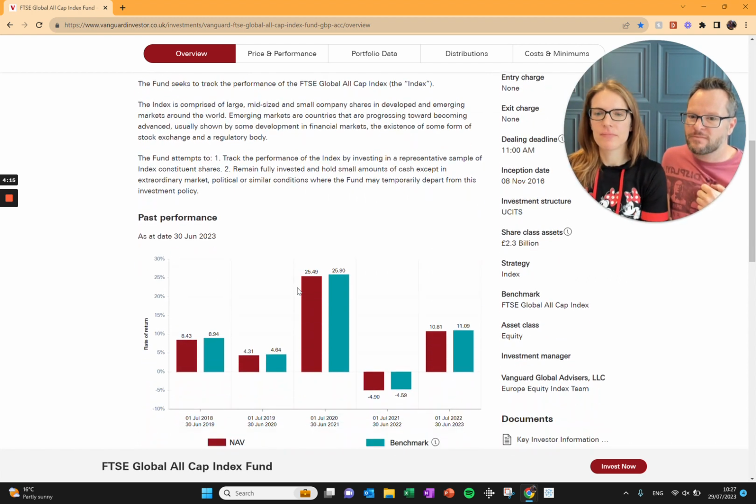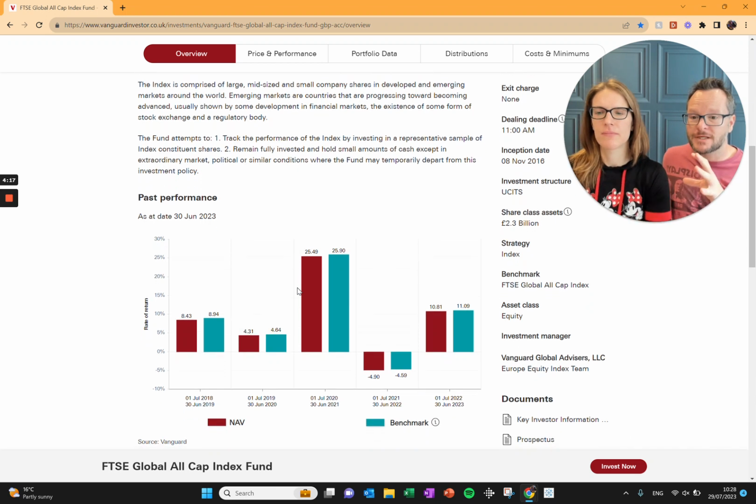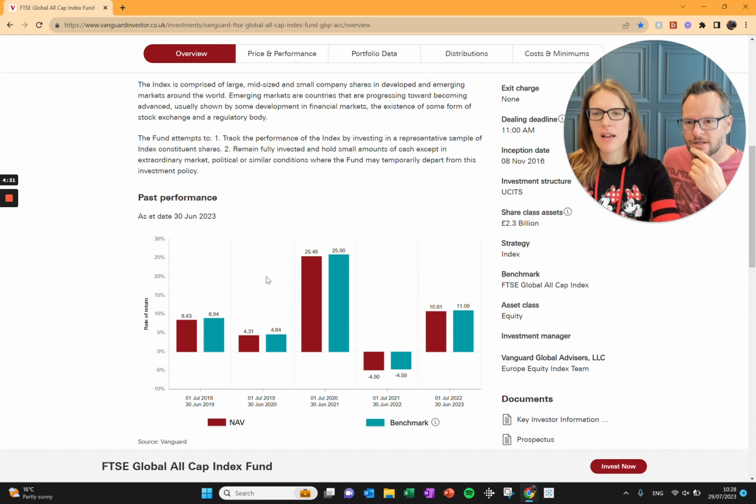We've got the past performance, which is the amount it actually makes or has made each year. And this is actually a rolling number, so it changes each month because they do it from the month you're in for the year previously. So it's a little bit confusing because it will change every time you look at this. And actually what Vanguard is trying to do is to match the benchmark as closely as possible. And you can see it's done pretty well.